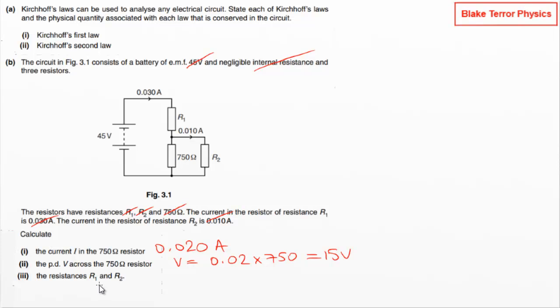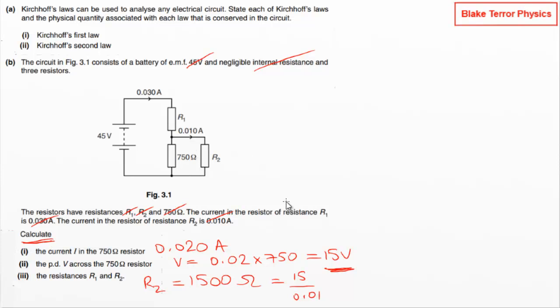Right, well, R2 is going to be easier. It's got half the current going through it compared to the 750 one, so it must be double the resistance. So R2 is going to have to be 1500 ohms. You can also get that off the fact that we're doing V divided by I. So that's 15, because it's got the same potential difference as the other one, divided by 0.01. So that's it. If you actually want to put the calculation in, then we've got that.